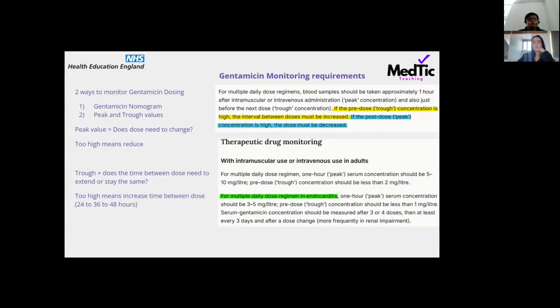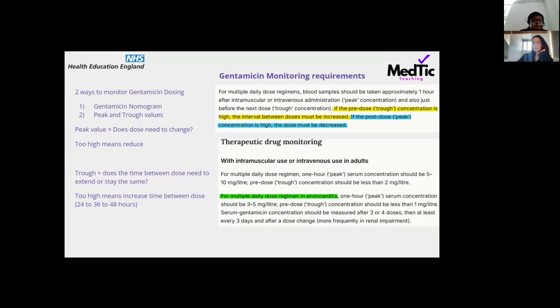And to go into more detail about gentamicin, in the exam, there are 2 ways that can be used to monitor gentamicin dosing that they could ask you. They could ask you to use the gentamicin nomogram, or the graph that we've just used in this question, which is a more common example. Or they could be a bit mean and say that you should use peak and trough values instead.